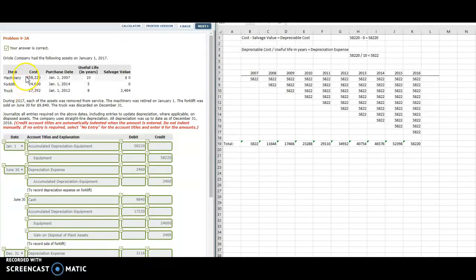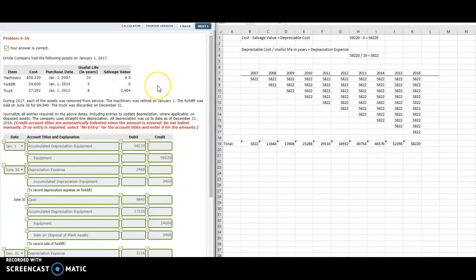And in this chart we learned the original cost that they paid for each of their assets, the original purchase date for each of their assets, the useful life in years that they expected to receive out of the asset, and then the salvage value they expected to receive at the time of disposal of the asset.